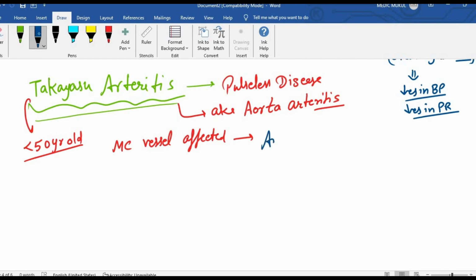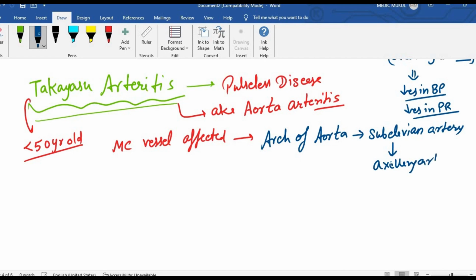Which are the large vessels? The arch of aorta will be affected. And the arch of aorta gives rise to the subclavian artery. If the subclavian artery or the arch of aorta becomes narrow, then from the subclavian artery there is the axillary artery, then the brachial artery, then the radial artery. So we will see there is a weak pulse, and it will be unilateral.